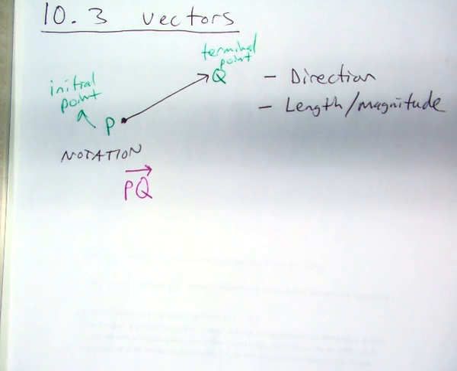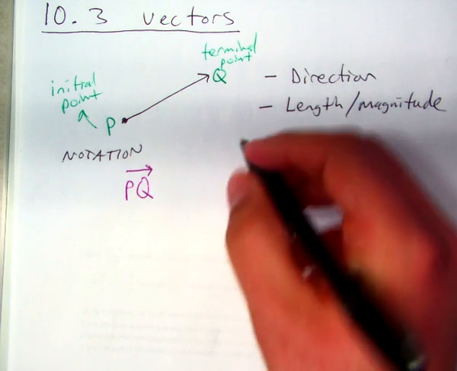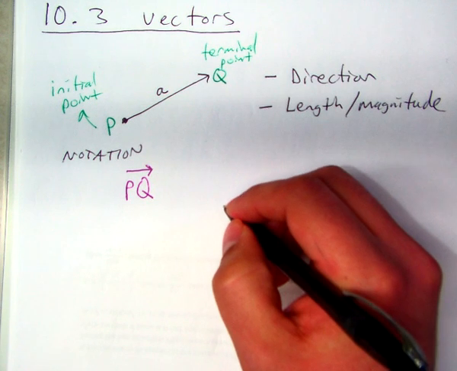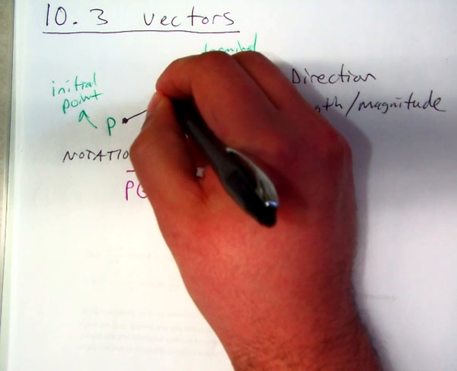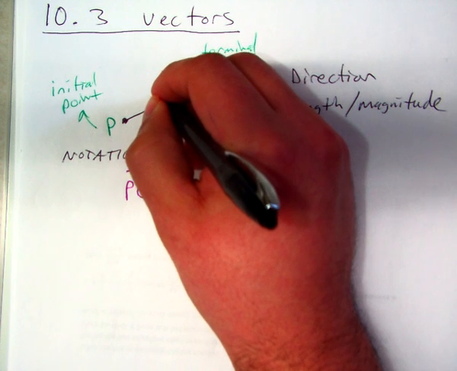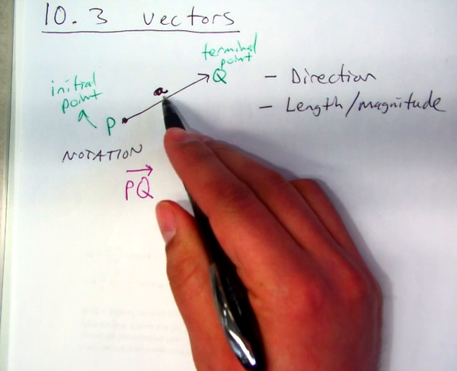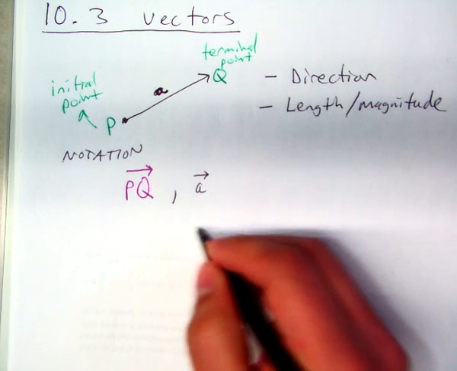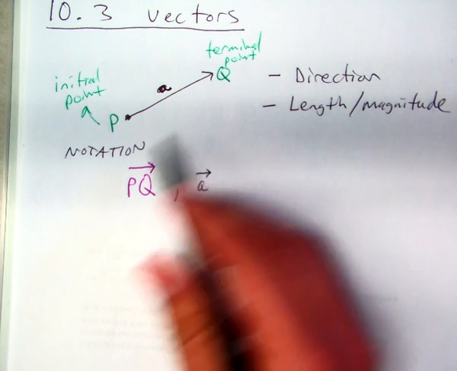Now, sometimes, instead of using initial and terminal point in the notation, you might see a little A labeled here on the side. Okay, in the book, you're going to see lowercase and bold letters. That usually indicates that that is a vector. Okay, we would just write it, instead of drawing over the A several times and making it bold, you just put a little line over it. So you can call this vector A, you can call it vector PQ.